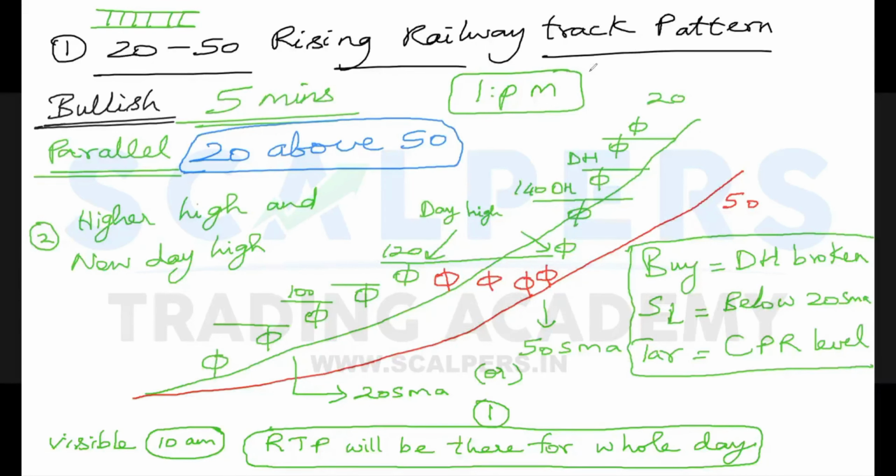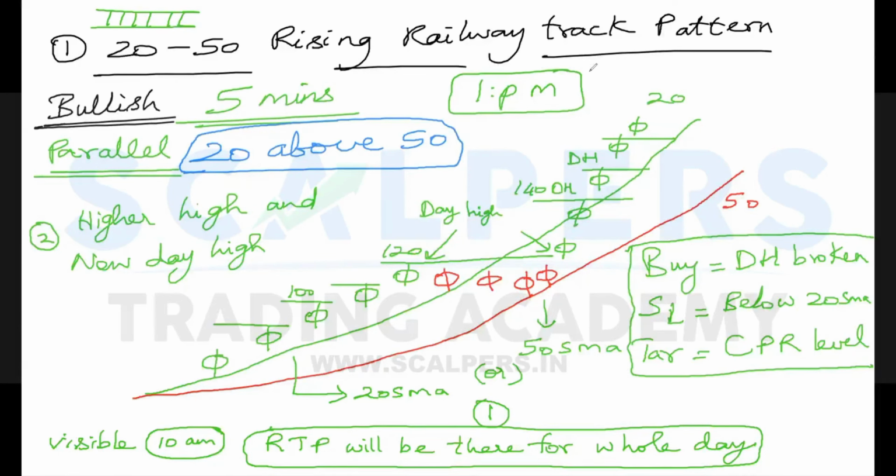The first point is candles will take support at 20 SMA, or the candles will take support at 50 SMA. And the second point, each and every time the candles will be making higher high and new day high throughout the day. Right from morning 10 o'clock to evening 3:30, we will be getting new day high.